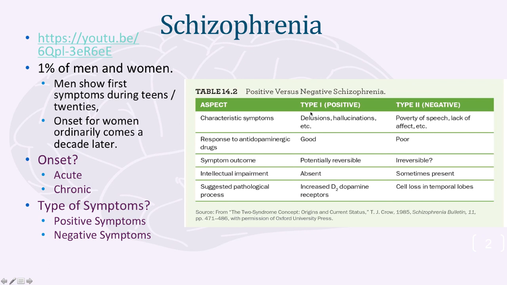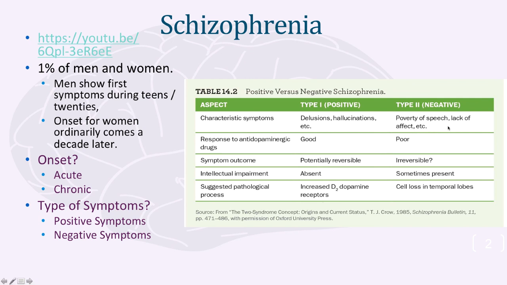Schizophrenia is often characterized as type 1 or type 2 based on the presence of positive or negative type symptoms. So we can see here type 1 what the symptoms kind of look like. So delusions, hallucinations. The response to therapeutic drugs is fairly good. The symptoms are potentially reversible. Intellectual impairment is usually absent, and the underlying dopaminergic activity is thought to be increased. So there's expected to be an increased level of activity at these dopamine receptors in the brain.